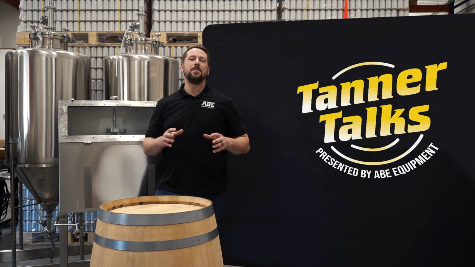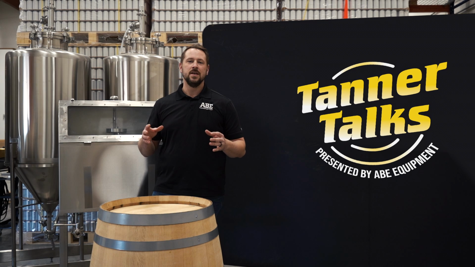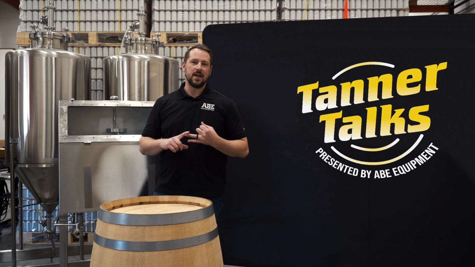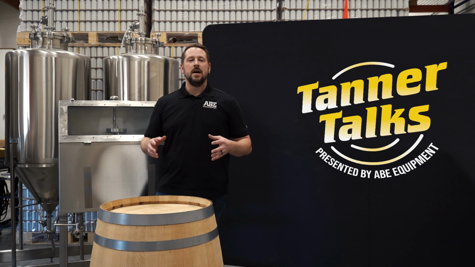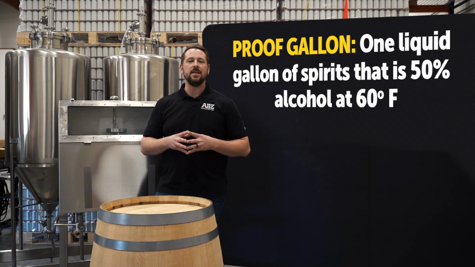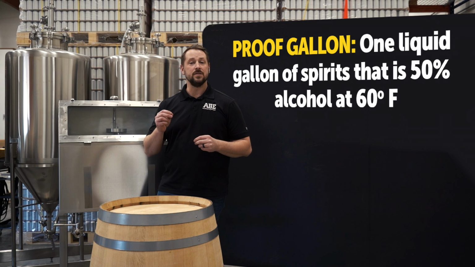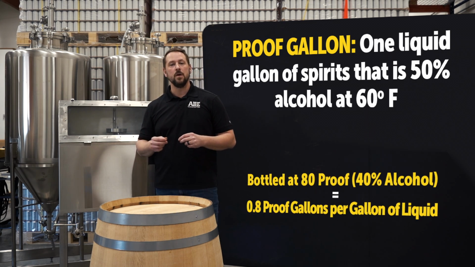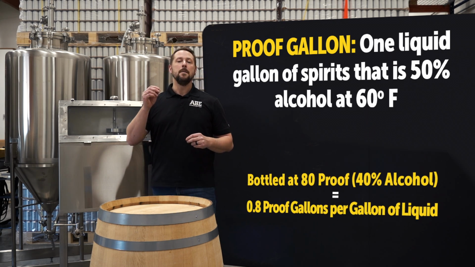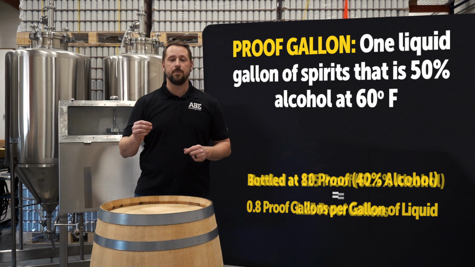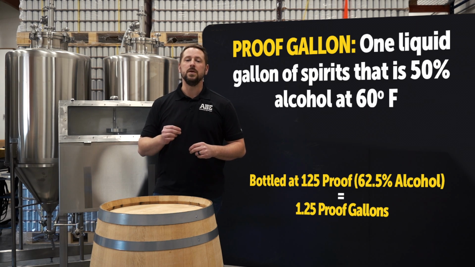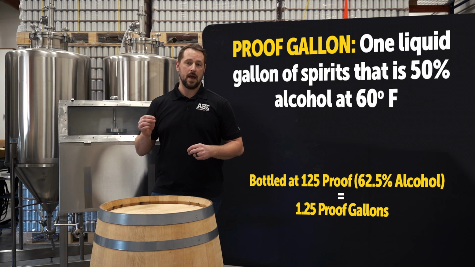Our second topic we're going to be discussing is proof gallons. Definition, how to calculate it, and how it applies to your monthly TTB reporting for your distillery. The definition: a proof gallon is 1 liquid gallon of spirit that is 50% alcohol at 60 degrees Fahrenheit. Distilled spirits bottled at 80 proof, 40% alcohol, would be 0.8 proof gallons per gallon of liquid. At 125 proof, a gallon of liquid would be 1.25 proof gallons.